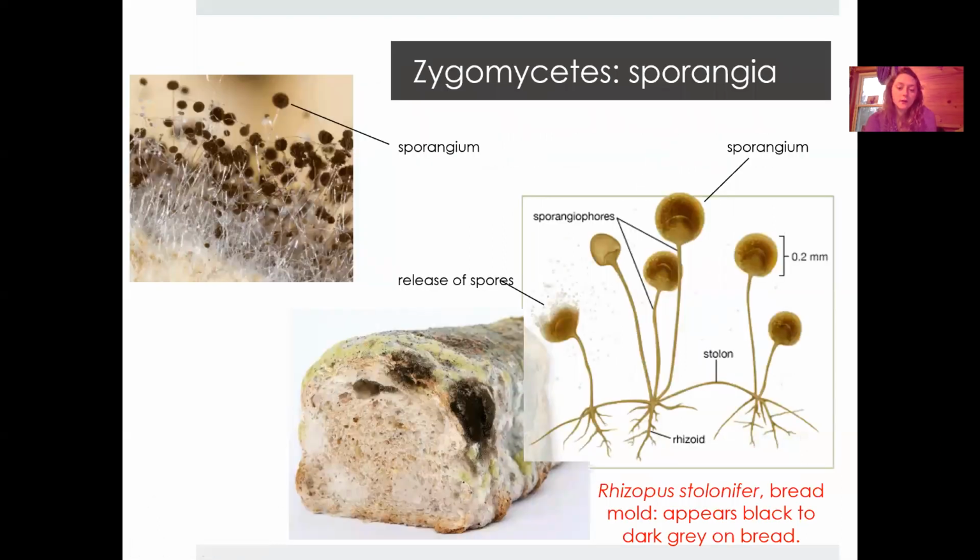Okay, so let's take a closer look at the sporangia. Like I was saying earlier, the sporangiophore is the stalk, and the sporangium is the head part on the top, and it looks like a lollipop. Again, you're seeing the circular sporangium shape on the stalk. And then eventually the sporangium will open up and the spores will be spread.